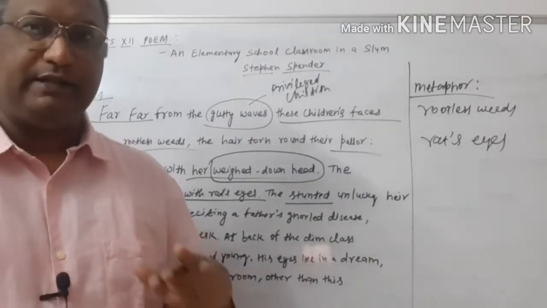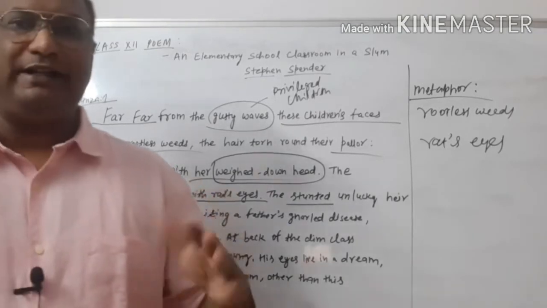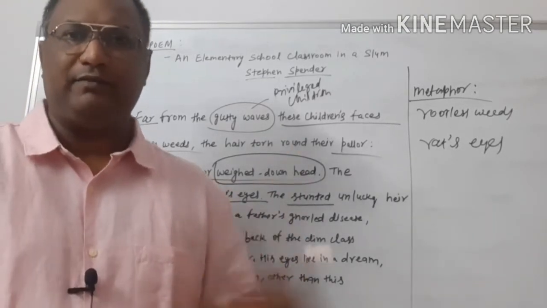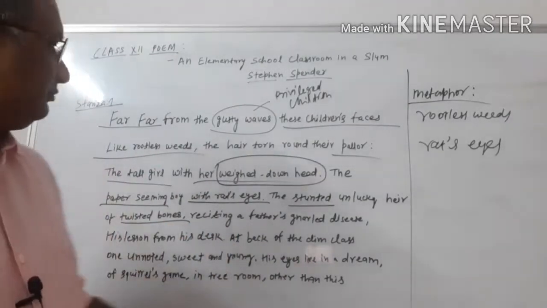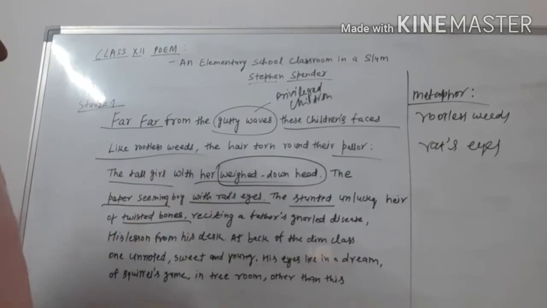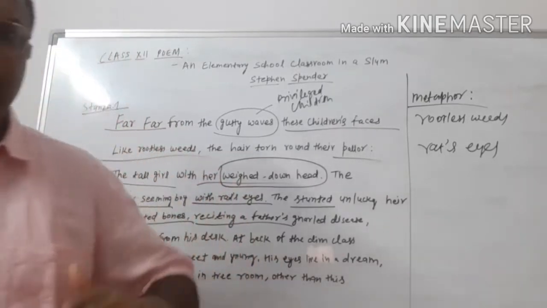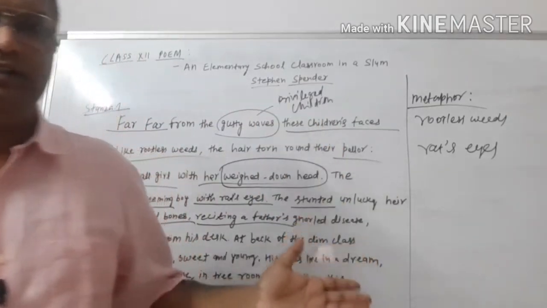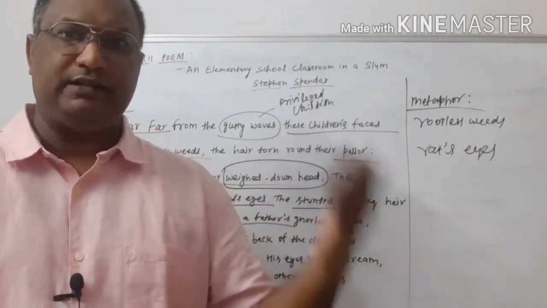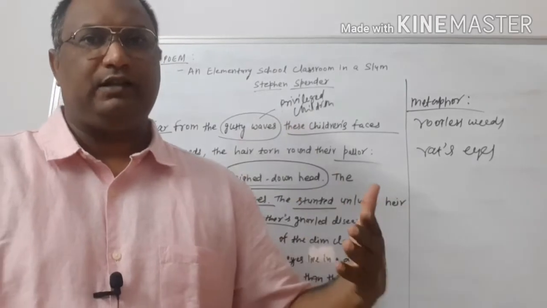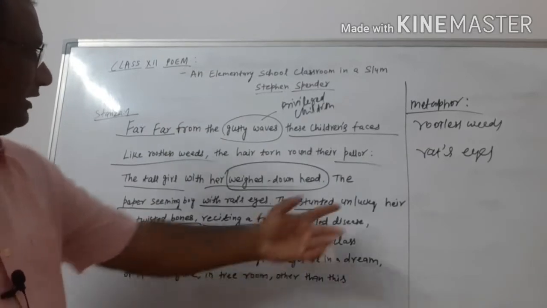His father's body is twisted. His body is twisted means what? His body is deformed because of poverty, because of the burden of poverty. So he has inherited those twisted bones, and he is reciting his father's gnarled disease. Reciting means showing, like we recite poetry. So he is showing his father's gnarled disease, an incurable disease, twisted bones and other incurable disease. That's why he is an unlucky heir.